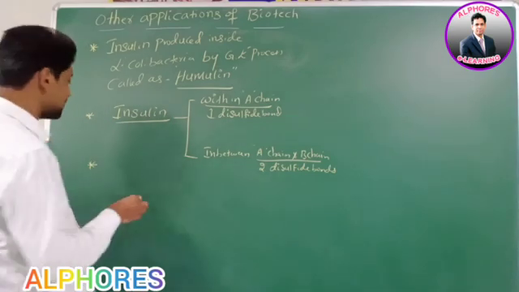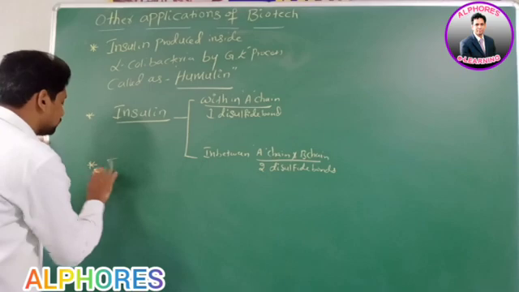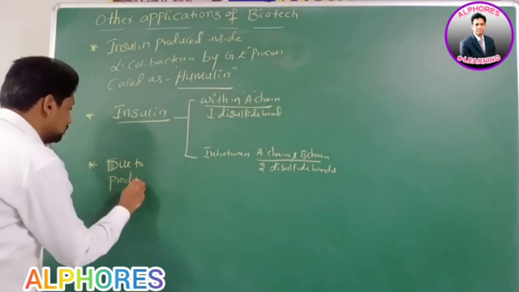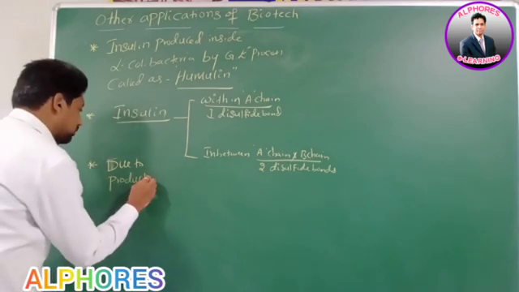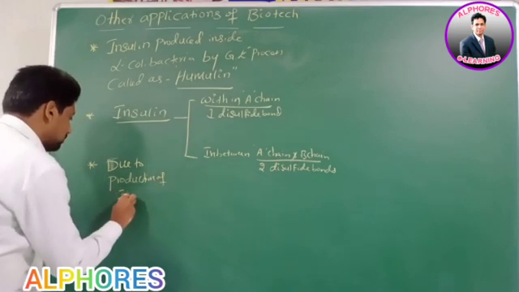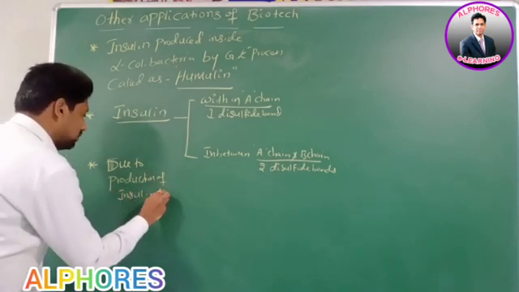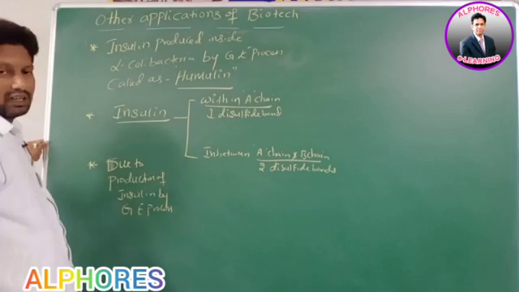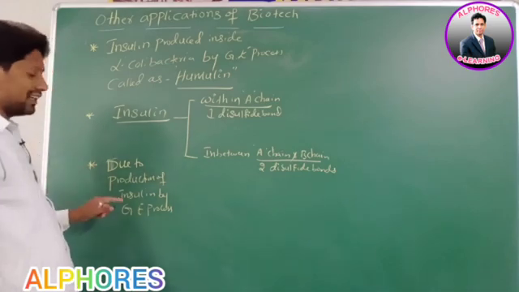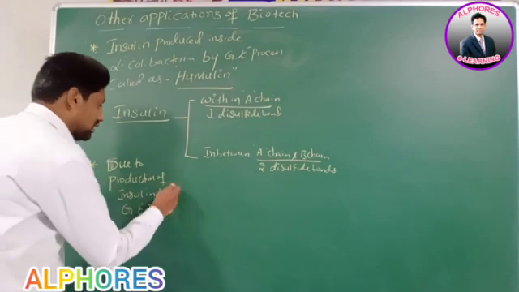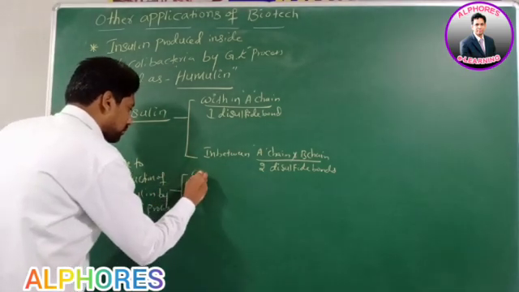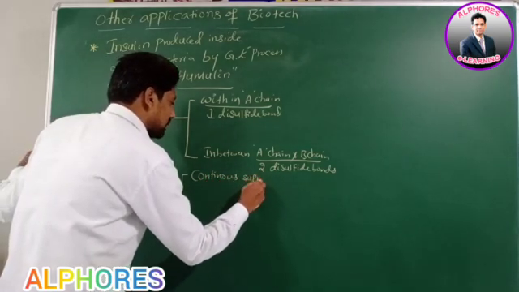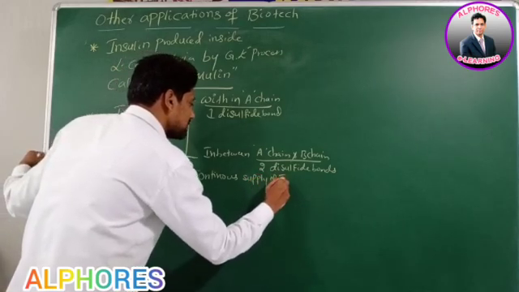Therefore, what are these two statements? Due to production of insulin by genetic engineering process inside E. coli bacteria, what happened? Continuous supply of insulin. Supply of insulin is continuous.